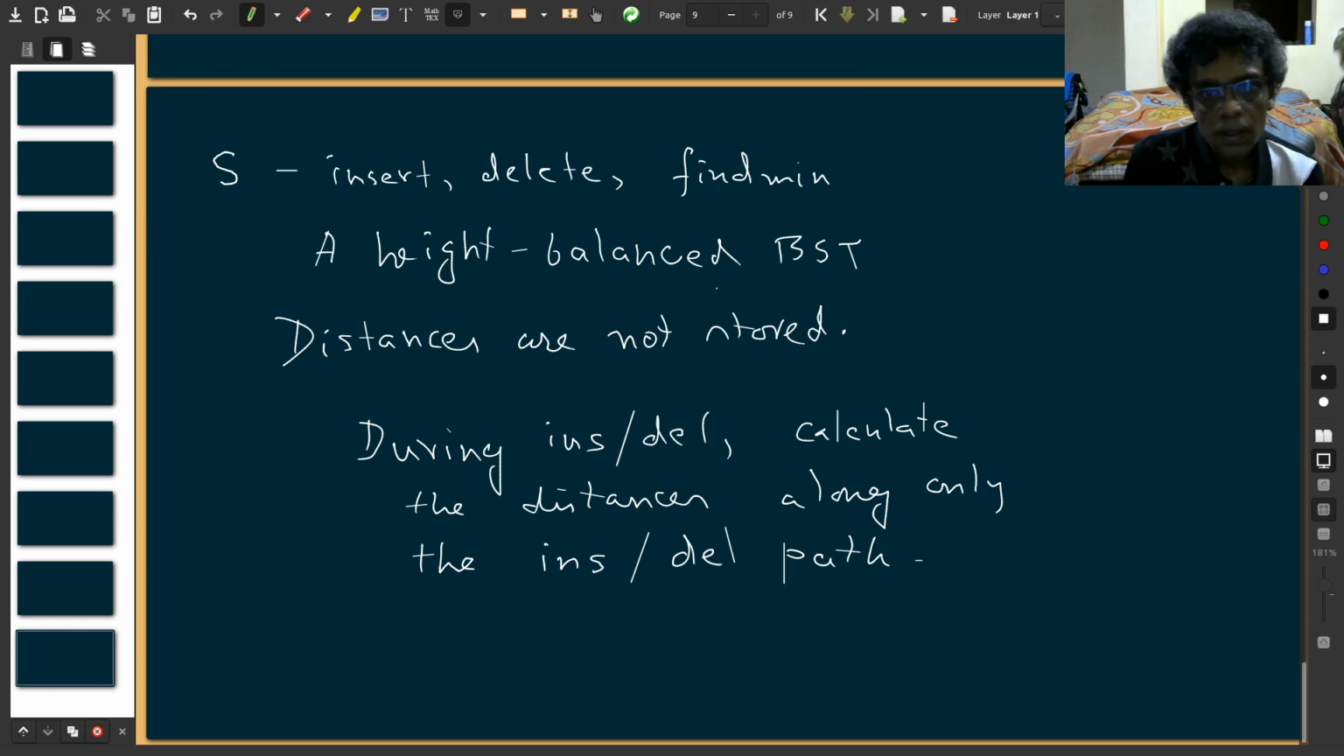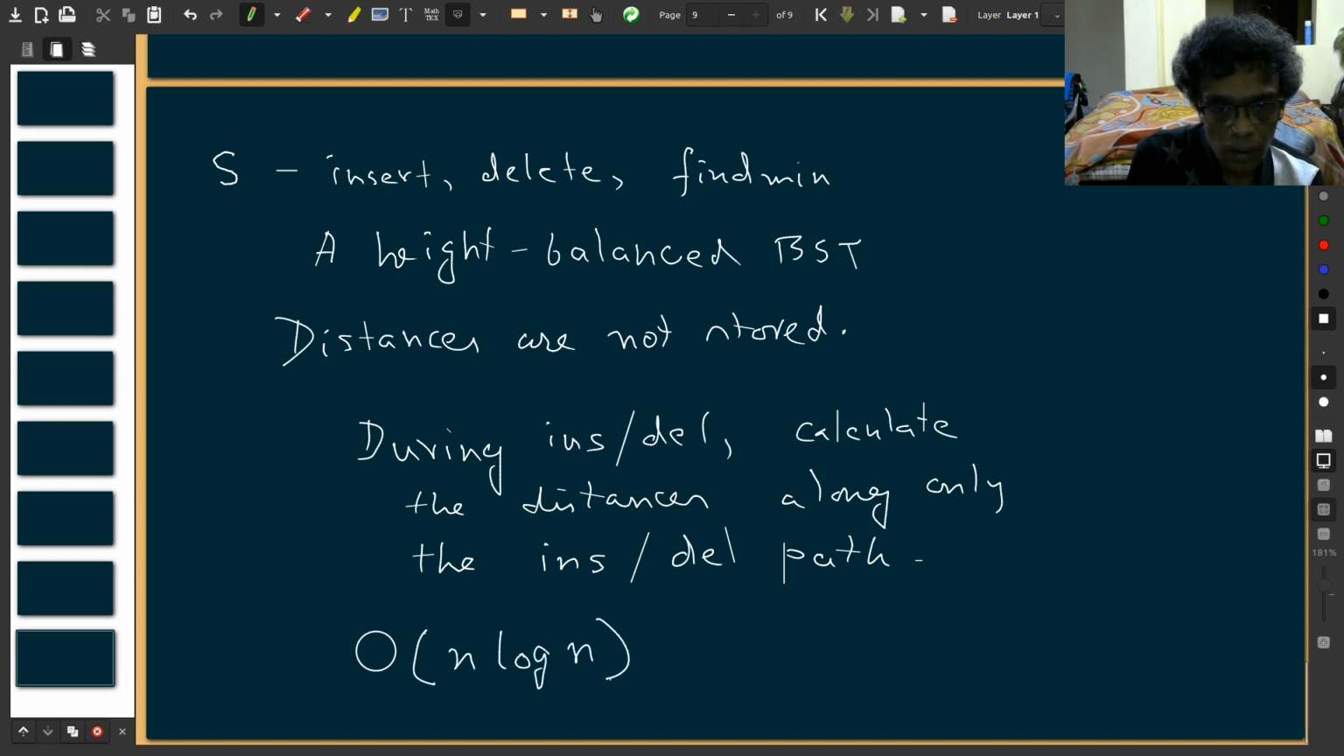So there are n events which can be handled in log n time, and the size of S is never bigger than n. Therefore, it is easy to see that the overall running time is big O of n log n. So that's all about the algorithm.